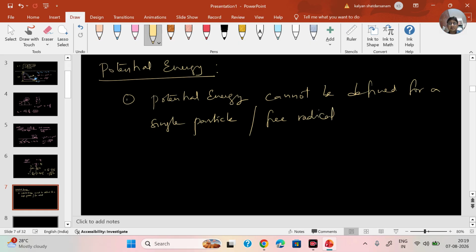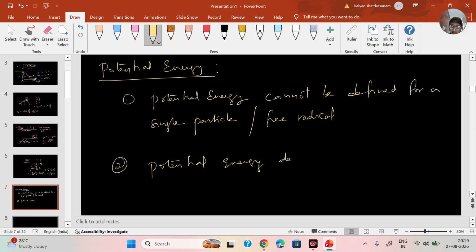A free radical. There is a single particle and there is nothing else except that particle. That means this particle is deep in outer space, for example, very far away from all galaxies and so on. Except this particle, nothing else is there. You cannot define potential energy for a single particle. Point number one: potential energy definition requires at least two particles or more.